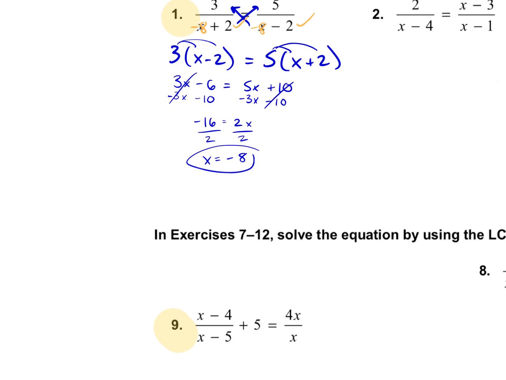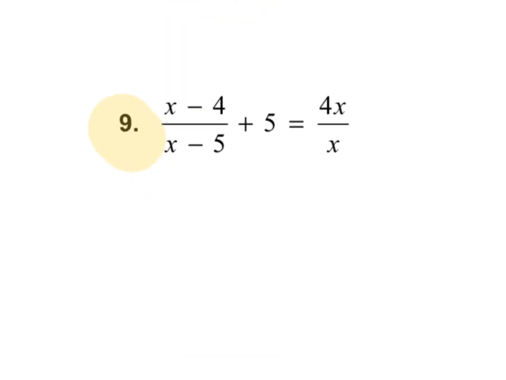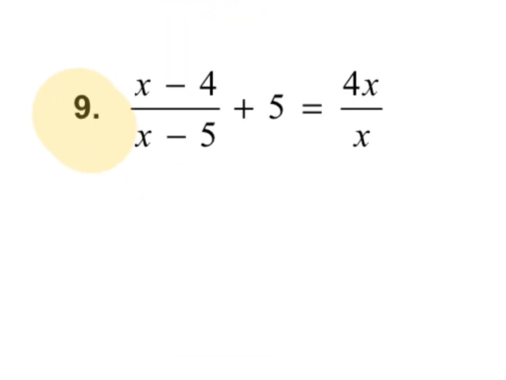All right, let's take a look at number 2. So here we have 2 fractions on one side, or a fraction and a whole number, equals a fraction. So we have to find our least common denominator. So I'm going to put 5 over 1. We want to find the least common denominator.